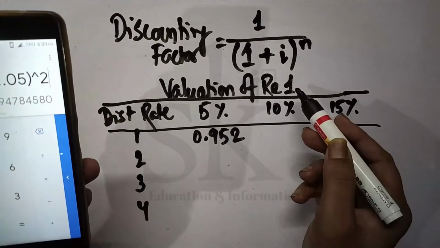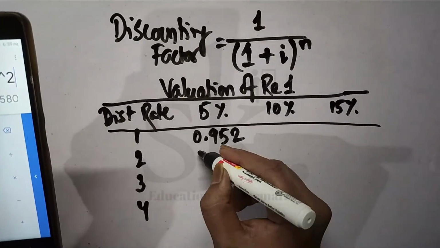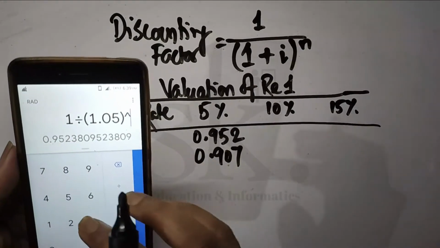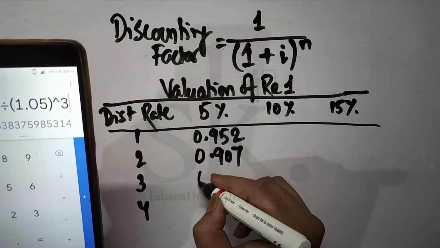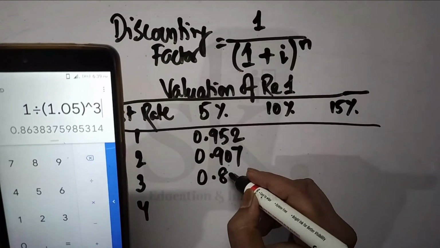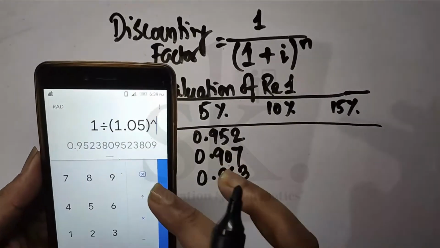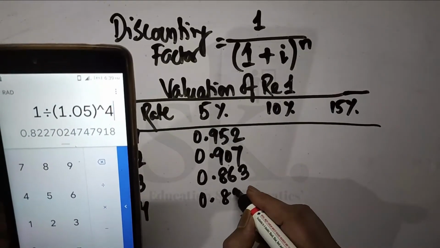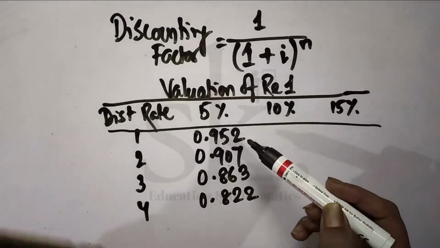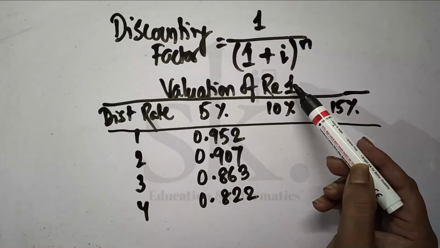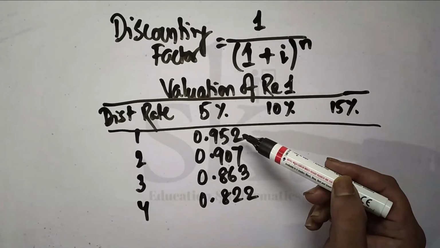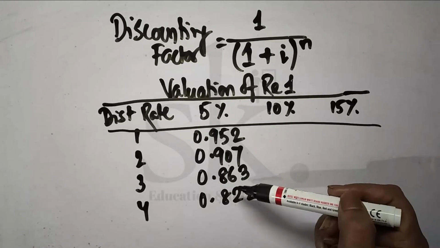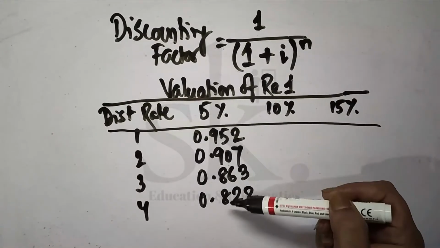After 2 years, the value of rupee 1 will go down further to 0.907. After 3 years, the value of rupee 1 will be 0.863. And after 4 years, the value will be 0.822. So we have understood that with reference to valuation of rupee 1, 1 rupee after 1 year will be 95 paisa, after 2 years will be 91 paisa, after 3 years will be 86 paisa, after 4 years will be 82 paisa. The value of money is falling.